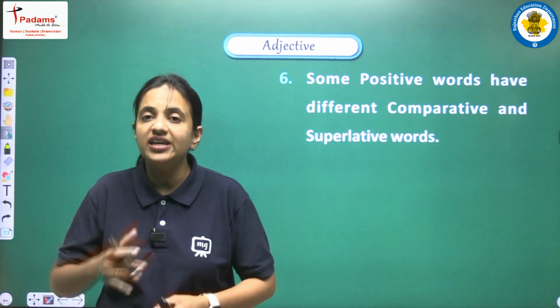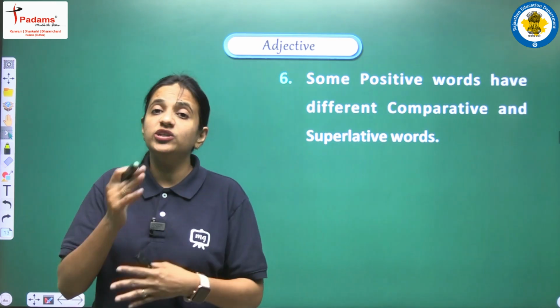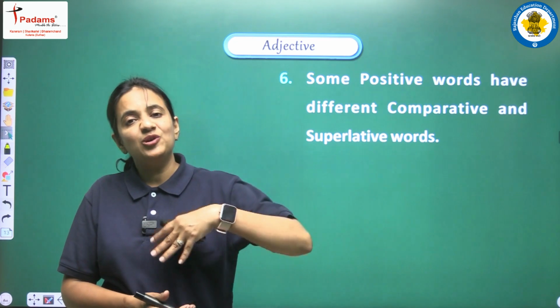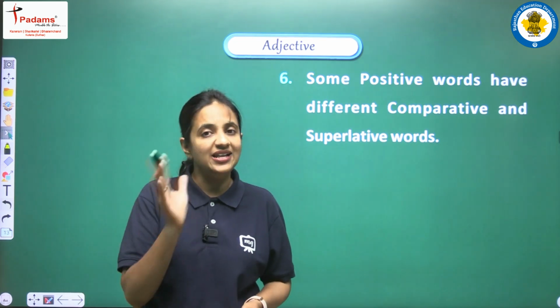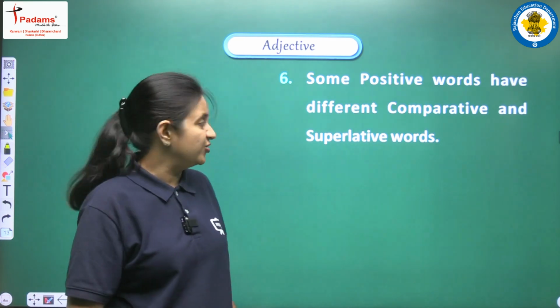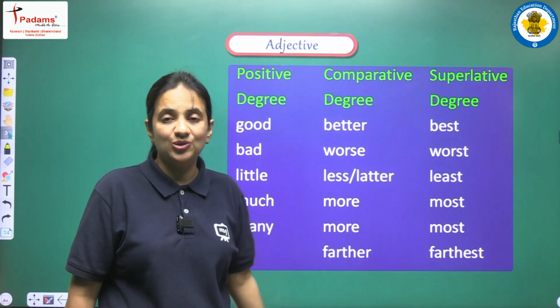Like, we don't add er or est to them, but the spelling totally changes. We have to write a completely different spelling to make it comparative and superlative degree. So for that we have to go through this table to understand what those words are.